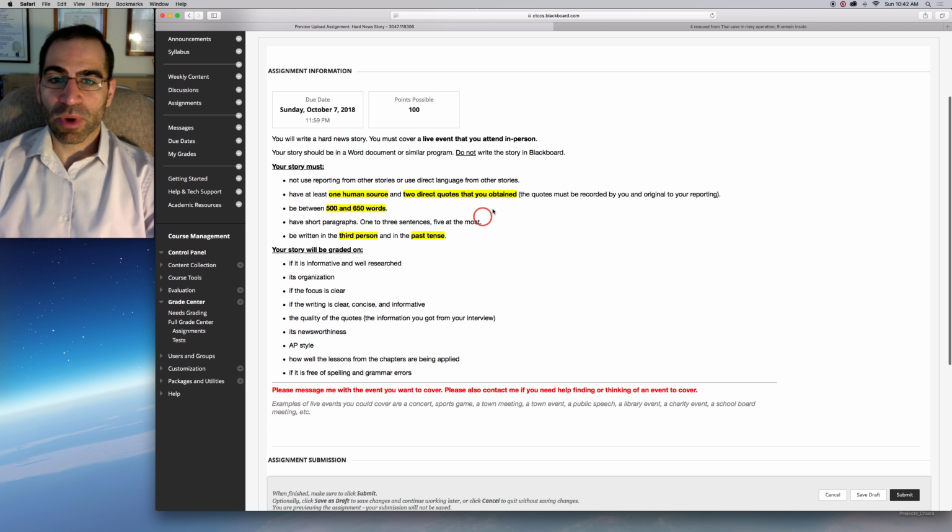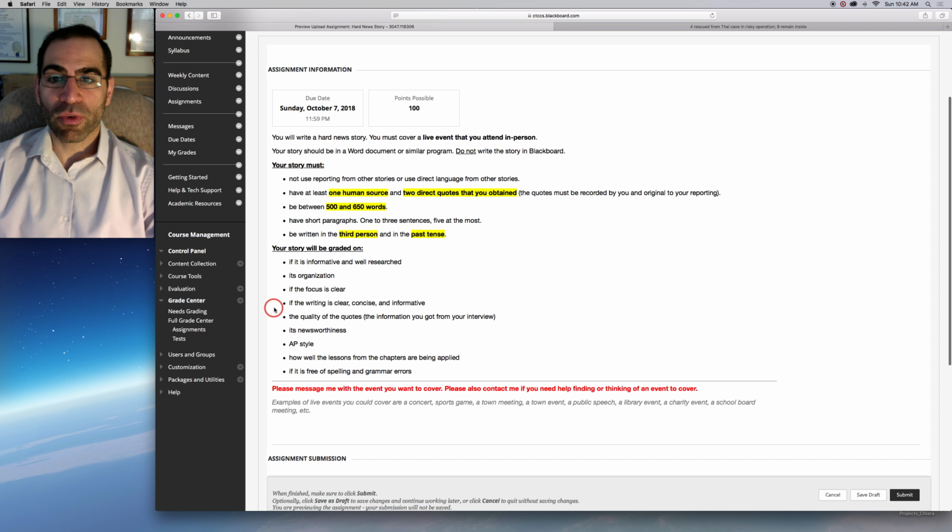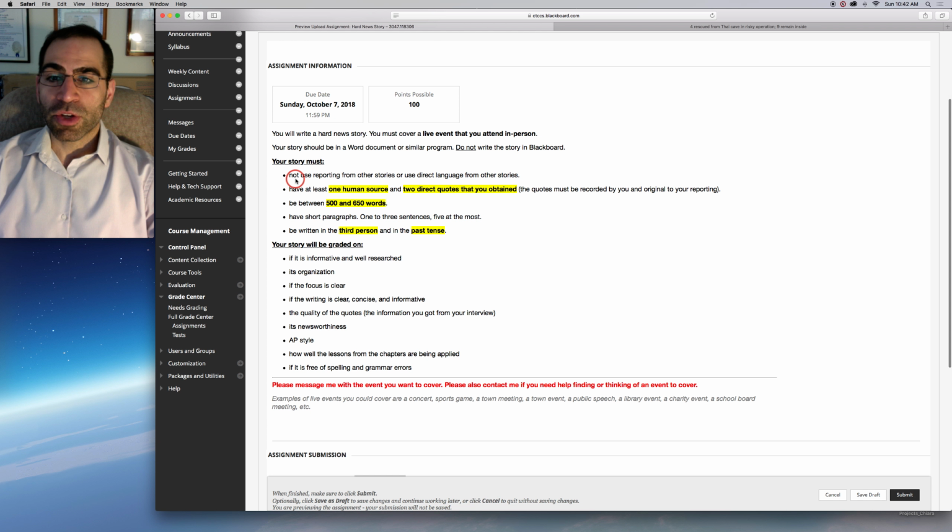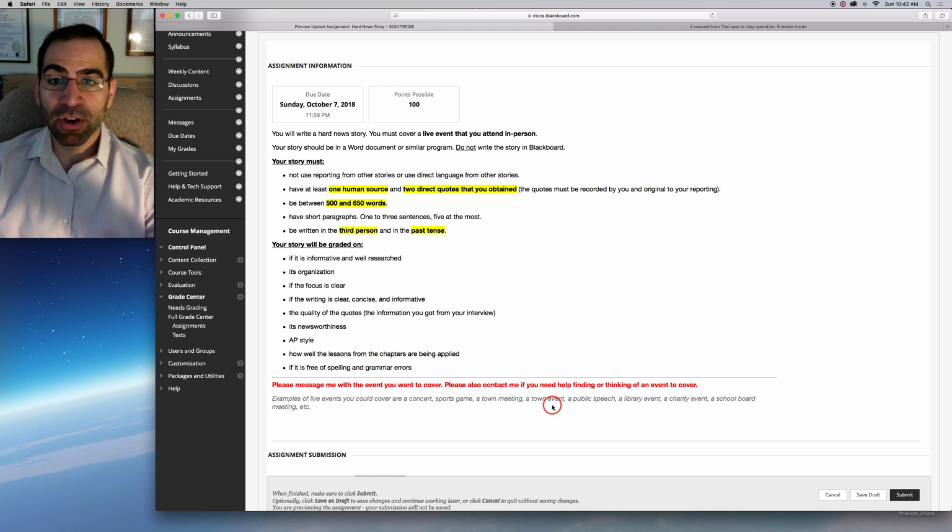All right, so here's what you're going to be having to do for your assignment. Your story must not use reporting from other stories or direct language from other stories. So this is what you cannot do. Let's say you cover a town event, and there's another reporter there that covers a town event, and you see it in the newspaper the day after. You cannot take any of the reporting that they did, any of the language that they did, any quotes that they took from somebody else. You can't use that, right? Everything has to be your original reporting.